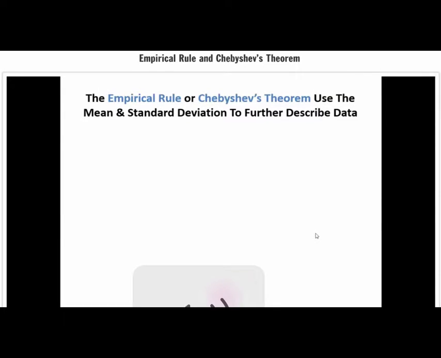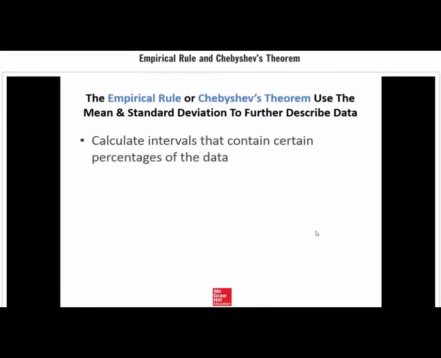Calculate the mean and the standard deviation to describe quantitative data. But we can also use the mean and the standard deviation to further describe data by calculating intervals that will contain certain percentages of the data. We can use the empirical rule or Chebyshev's theorem to do that.